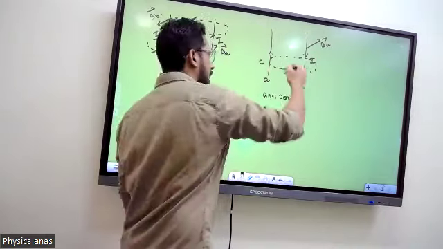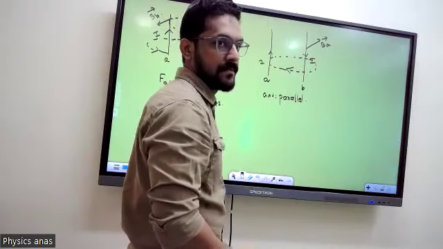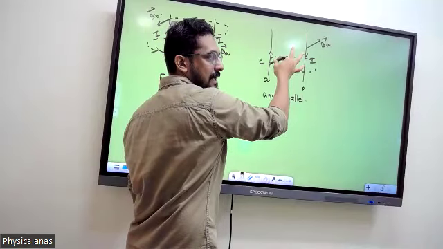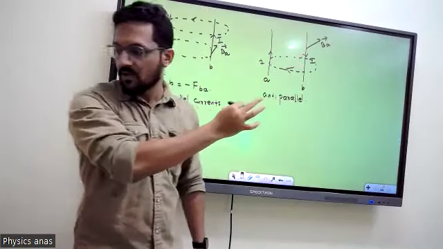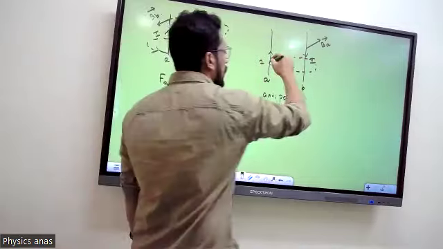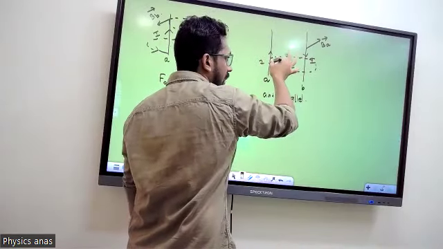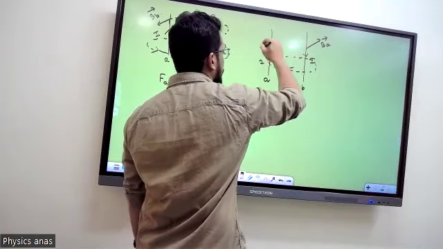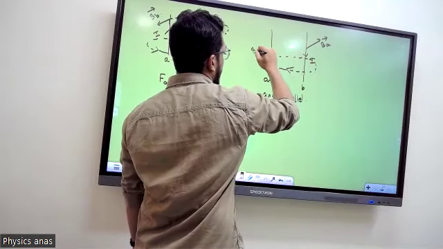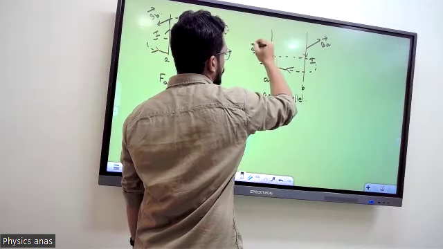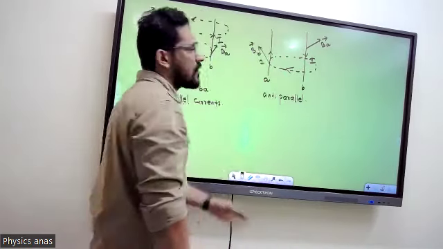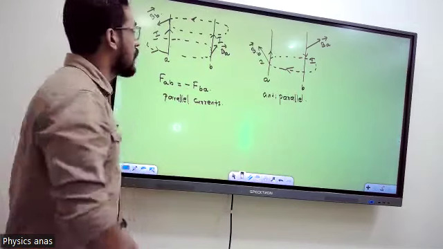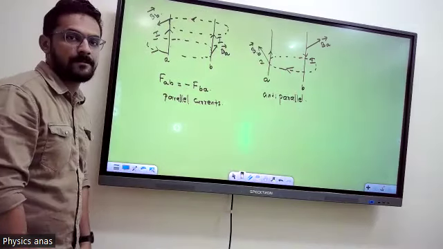It is also entering into A. I cannot draw the magnetic field that is entering into A, so I am drawing it like this. This is the magnetic field due to B, because the direction of current has changed. Okay. What about the force direction here?